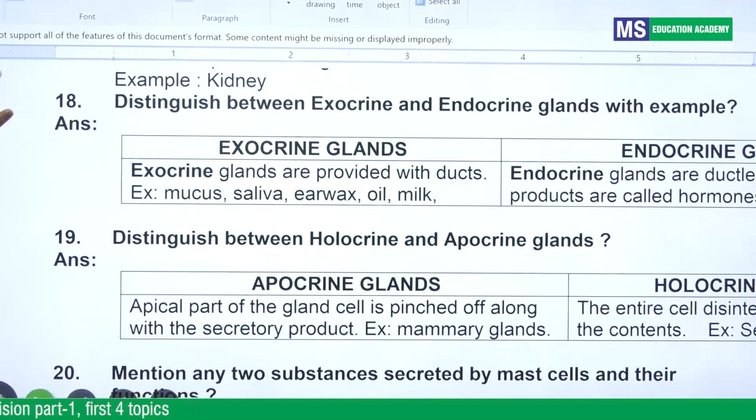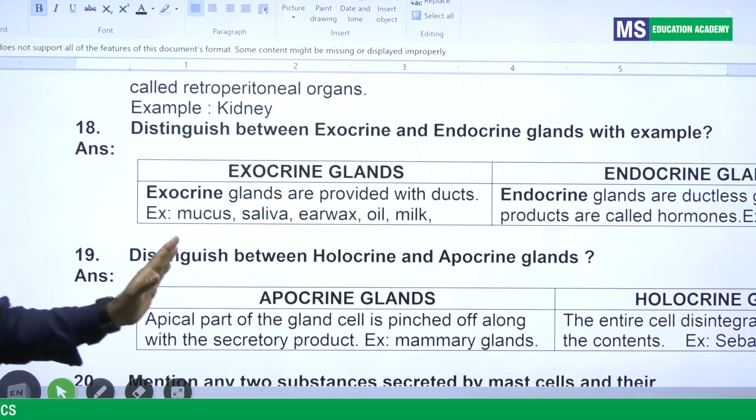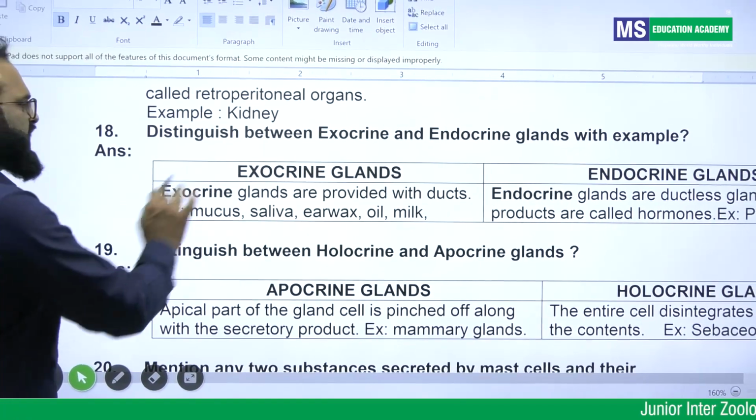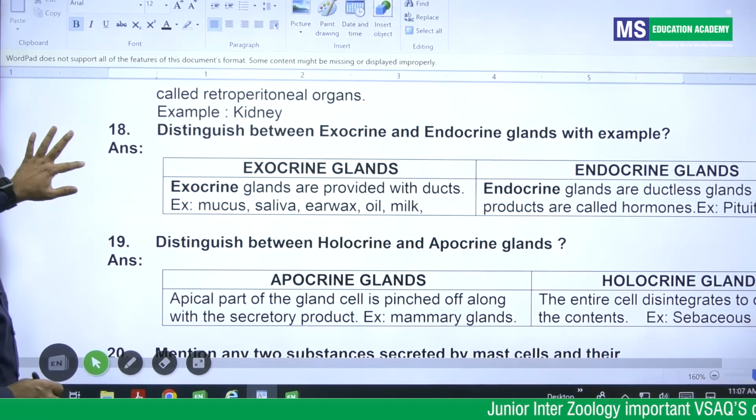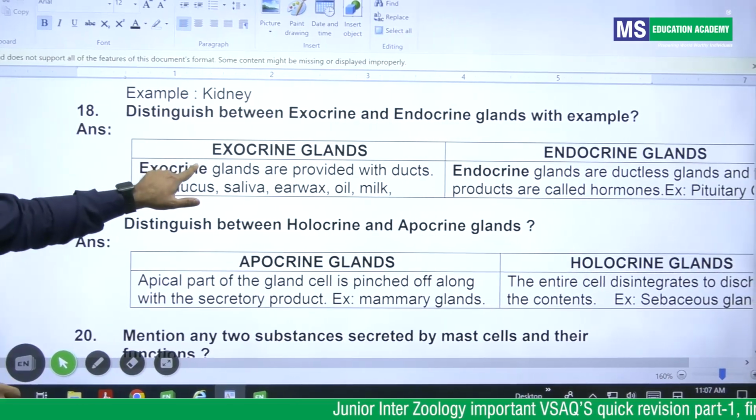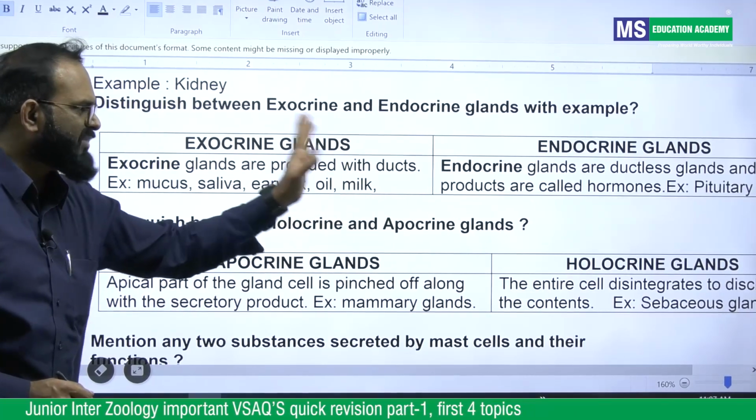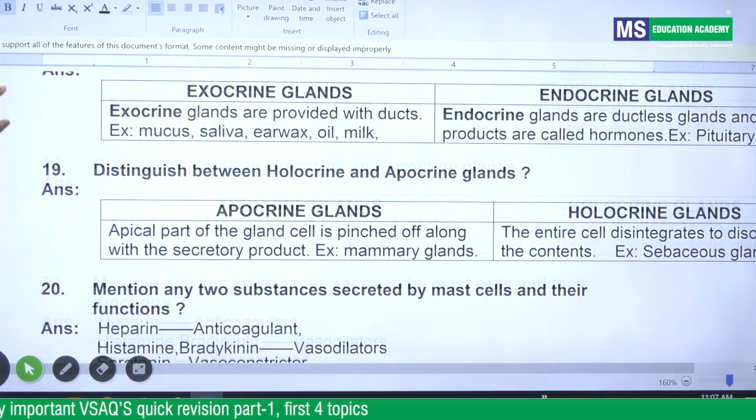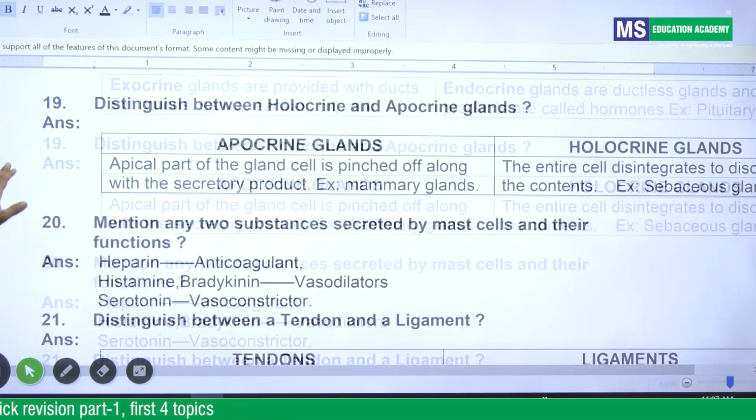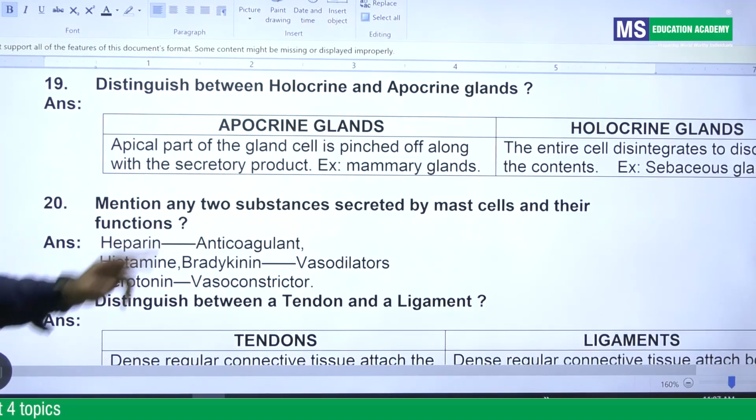Distinguish between exocrine and endocrine glands. Another important question, students. Exocrine glands have ducts, endocrine glands do not have ducts. The exocrine glands release mucus, saliva, earwax, oil, milk. Endocrine glands secrete hormones. Another important, distinguish between holocrine and apocrine glands.